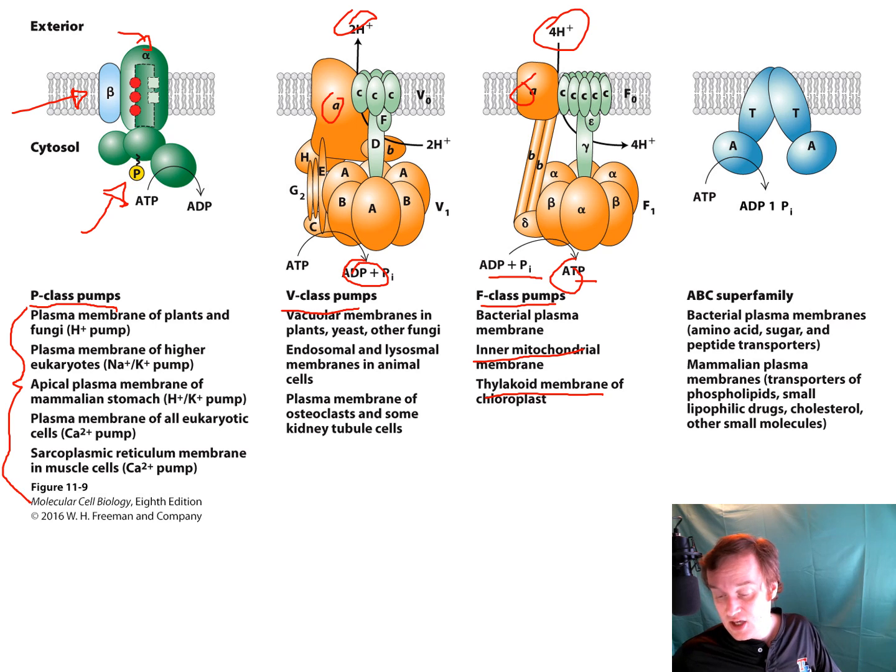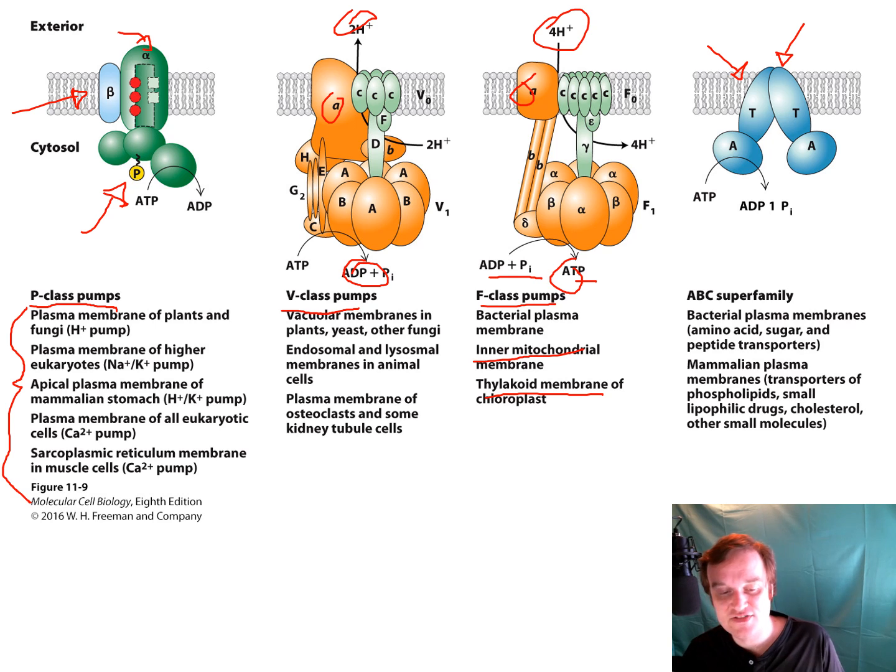And lastly, we have the ABC superfamily of proteins. So superfamily is a loosely related group, I guess, or not super closely related, but they're very similar in structure and function. In this ABC superfamily, they contain two transmembrane domains, which are labeled T here, as you can see. And they couple ATP hydrolysis to the movement of solutes.